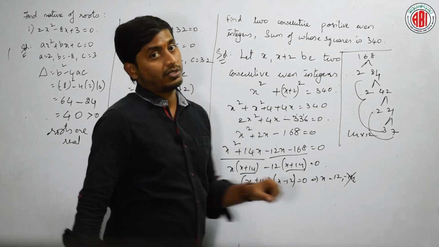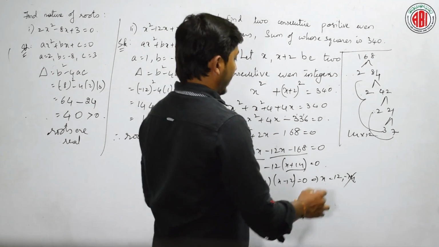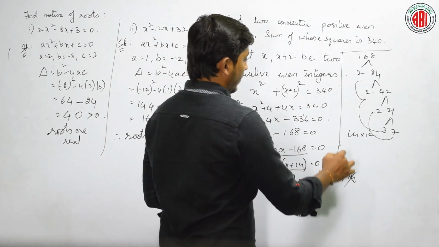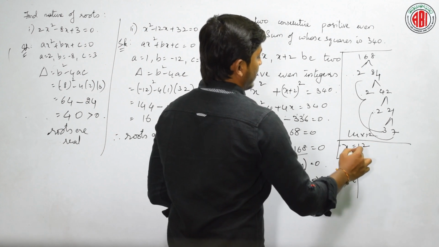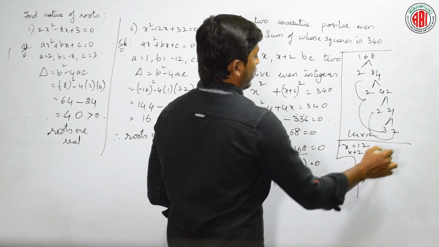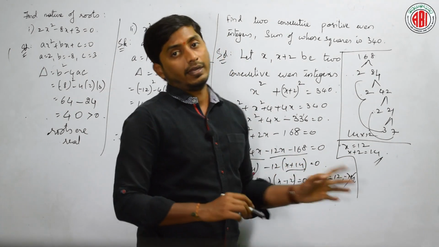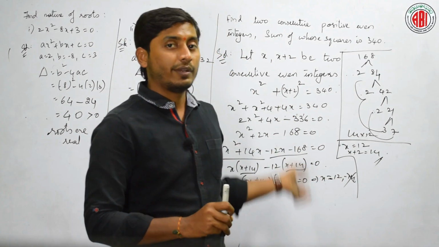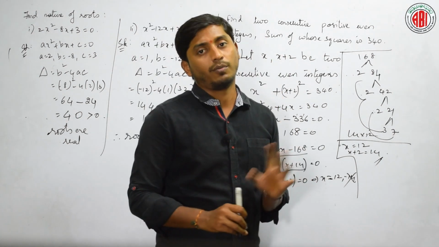However, minus 14 is not positive because he specified it as positive numbers. So, I will get x as 12. Okay. Obviously, one more number is 14. Therefore, 12 and 14 are the required numbers. Clear? Did you understand? What did we do is, we will assume and we will substitute and solve.